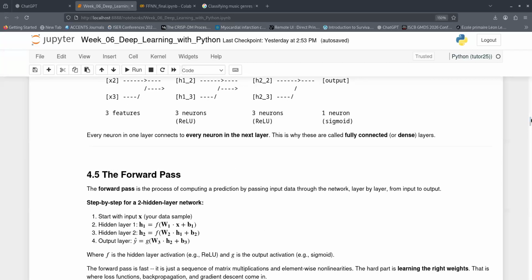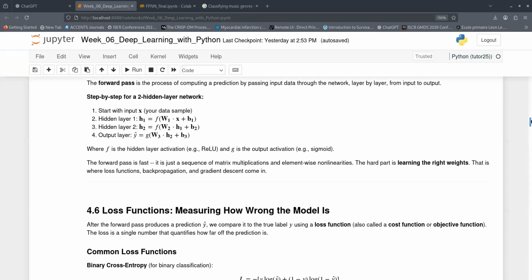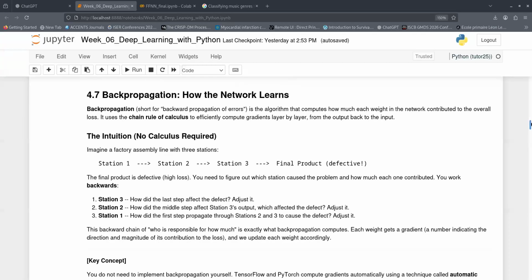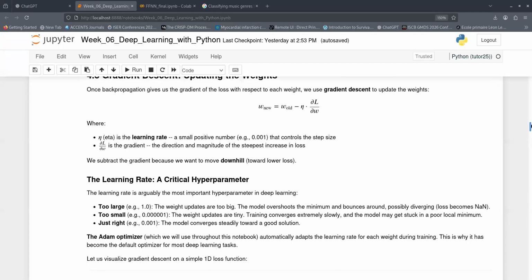So here you have now the notion of the forward pass. I'm going a little bit quickly for us to practice, but it's very important to know all those notions.